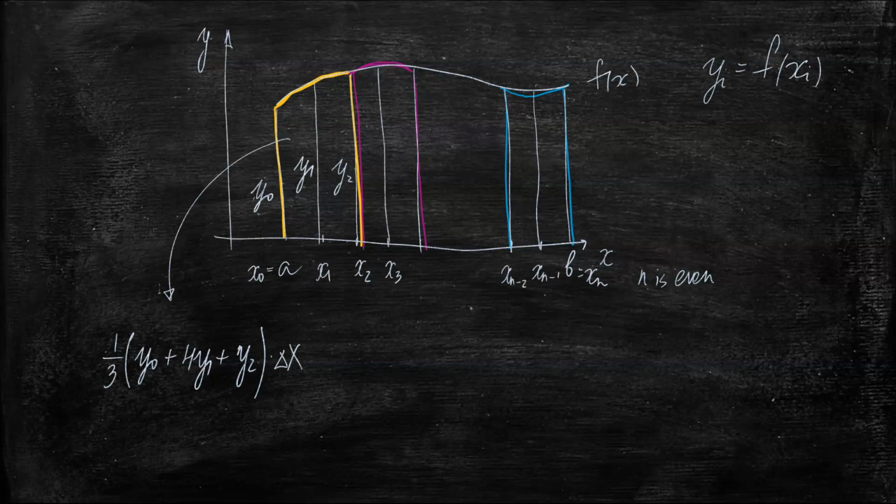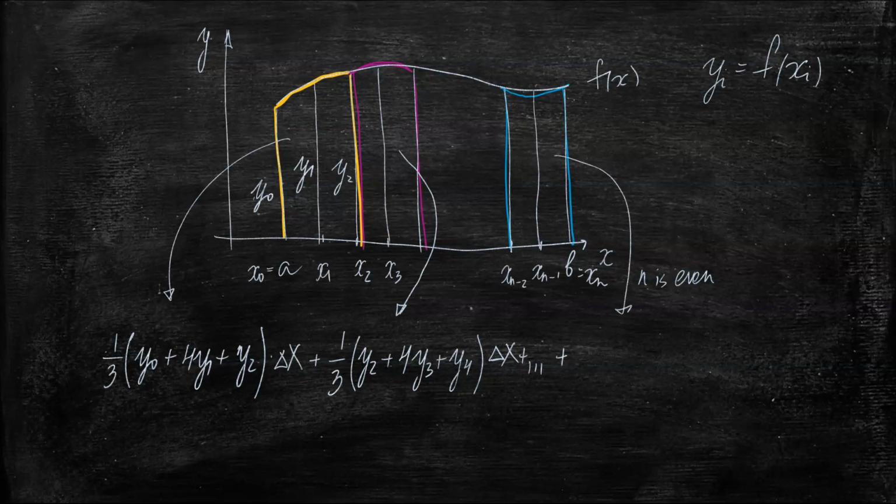method. And now let's approximate this one. So this one will be 1/3, and now the first one is y2. So we're going to have y2 plus 4y3 plus y4 times delta x, and so on. And if we continue doing this, the last one will be approximated by this expression. It's going to be y sub n minus 2 plus 4y sub n minus 1 plus y sub n times delta x.